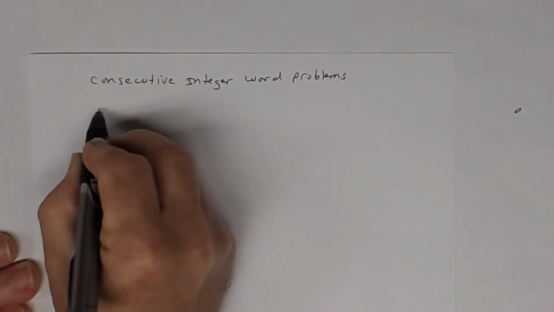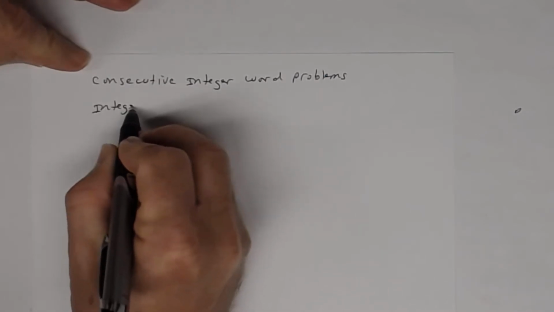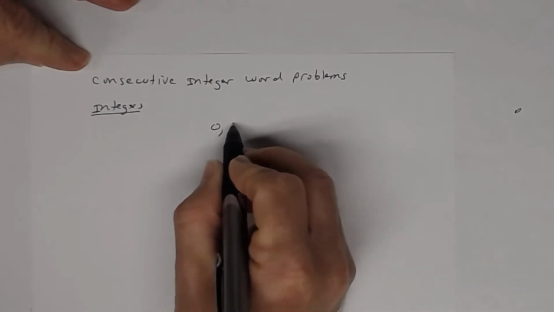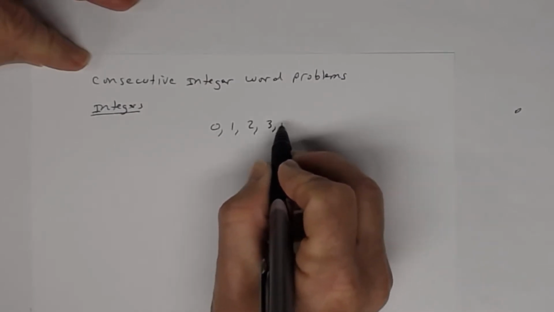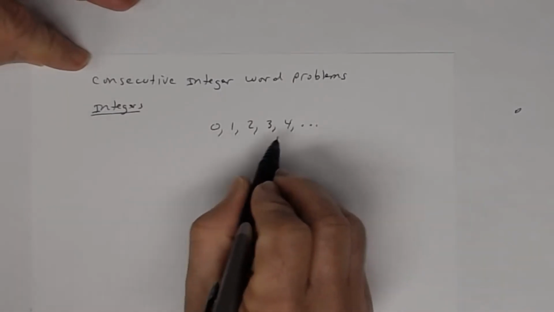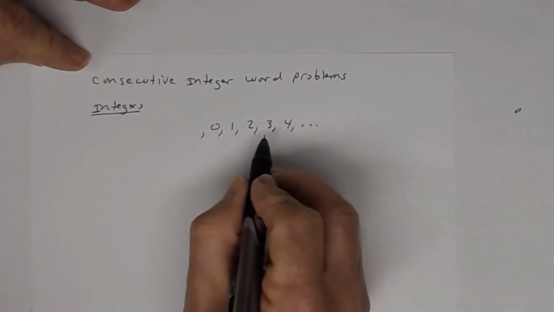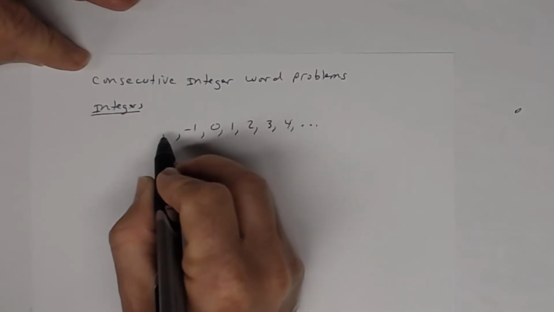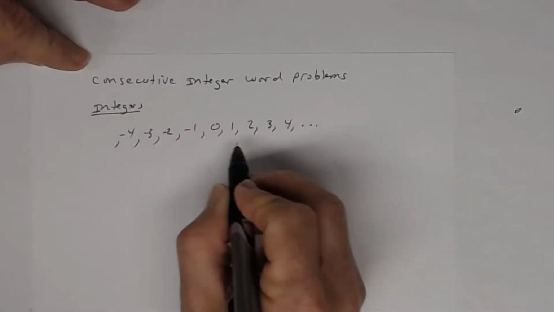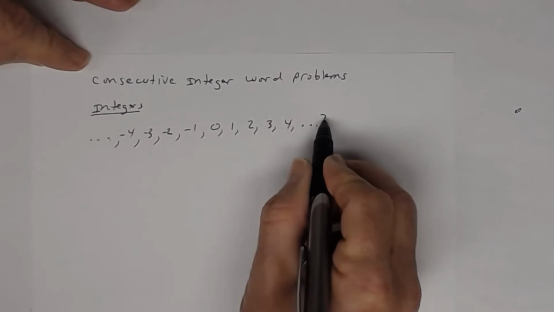All right, so first of all, make sure you understand what integers are. So let's talk about integers. So the set of integers are 0, 1, 2, 3, 4, and so on. Okay, so they're the counting numbers, 0, the whole numbers, and its negative counterparts. So -1, -2, -3, -4, and so on. So the whole numbers and their opposites. Okay, so those are the integers.